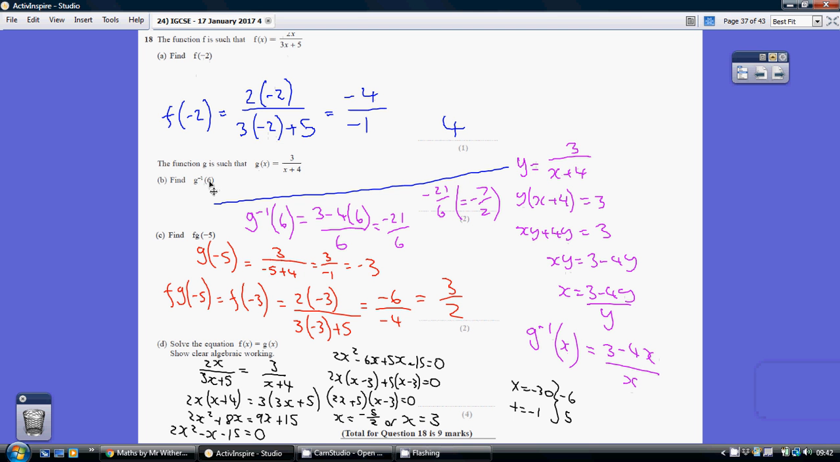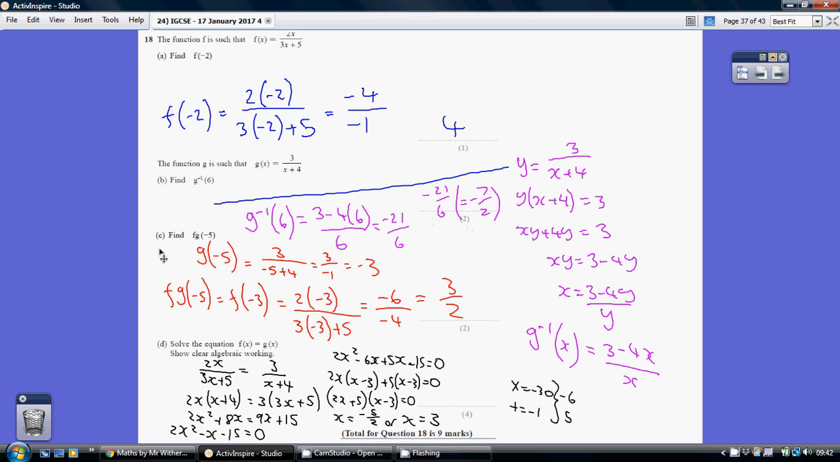I need to substitute 6 into my inverse function. I'm substituting 6 into this. So that's 3 minus 4 lots of 6 all over 6, which is minus 21 over 6, which is fine as a final answer, or you might have simplified it to minus 7 over 2, or a decimal thereof.